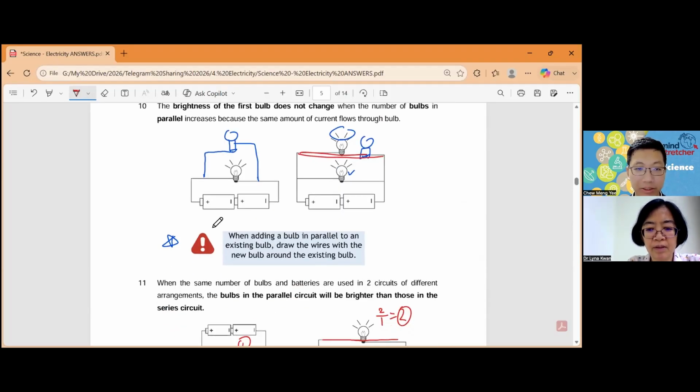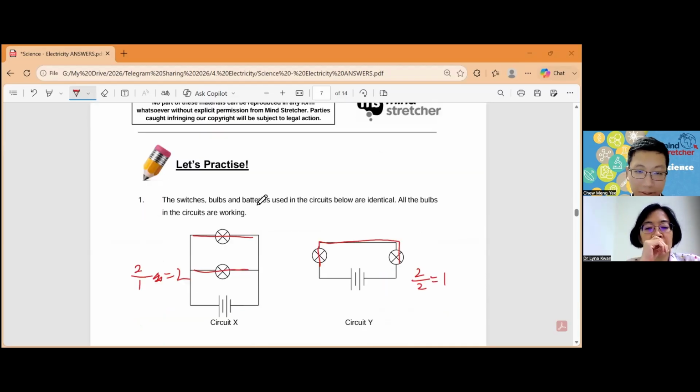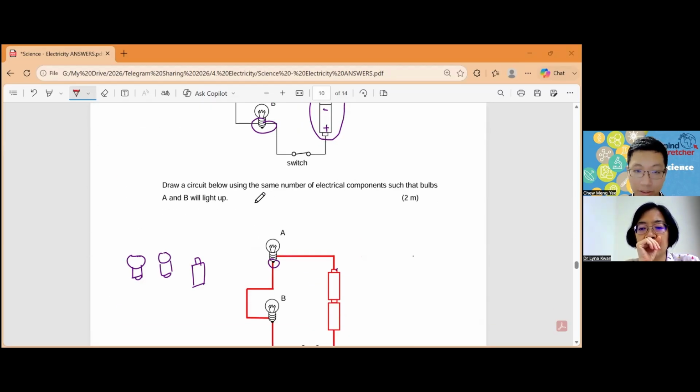This is not really a trick, but this is the method to draw a parallel pathway. When you add a bulb in parallel to another light bulb, draw the wires with the new light bulb around the existing light bulb. So how do you do it? The method is to draw the first closed loop first. You draw wires from this terminal of the battery and connect here, forming the first closed circuit. Then I just need to connect this parallel to the existing light bulb.